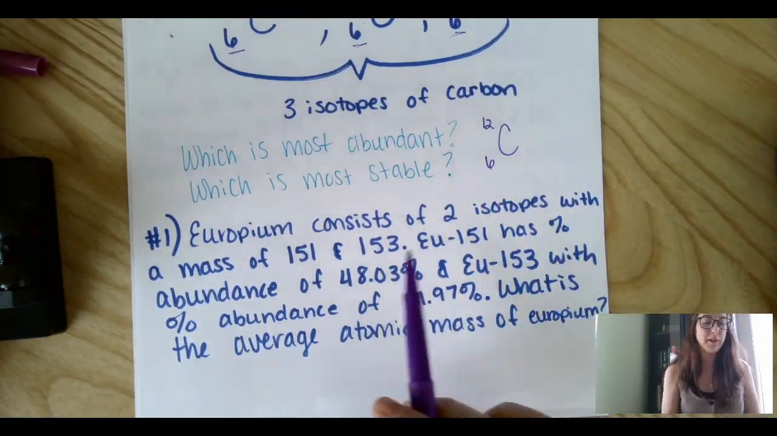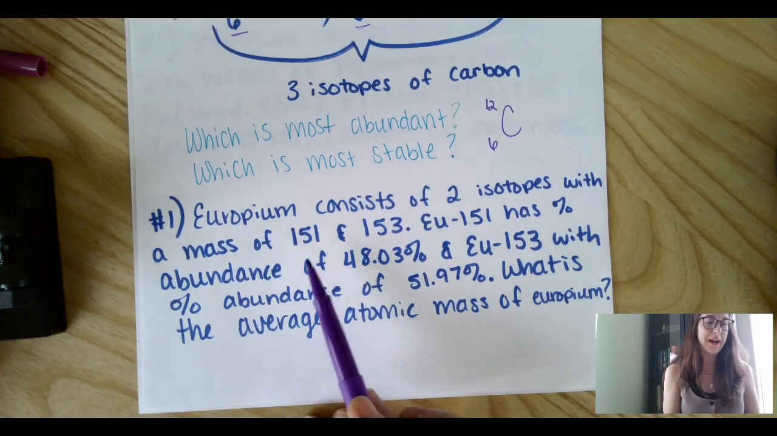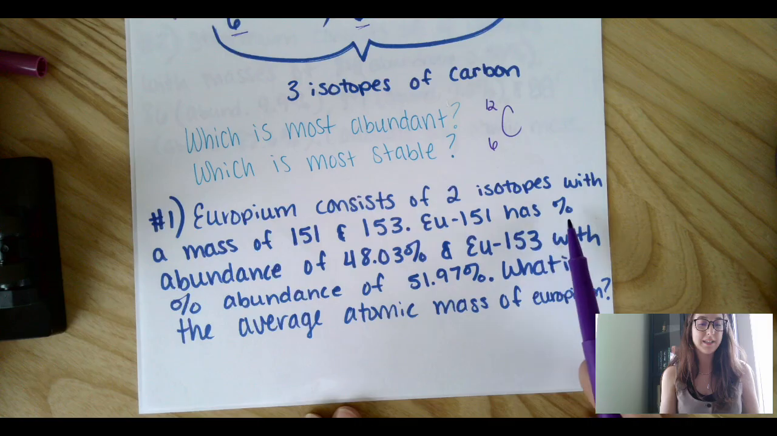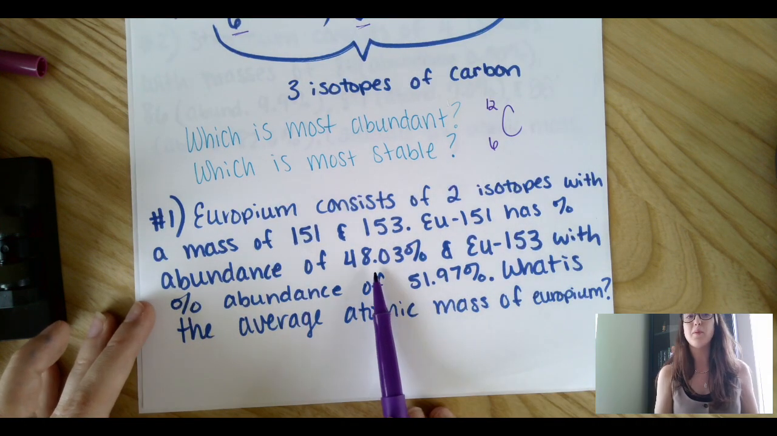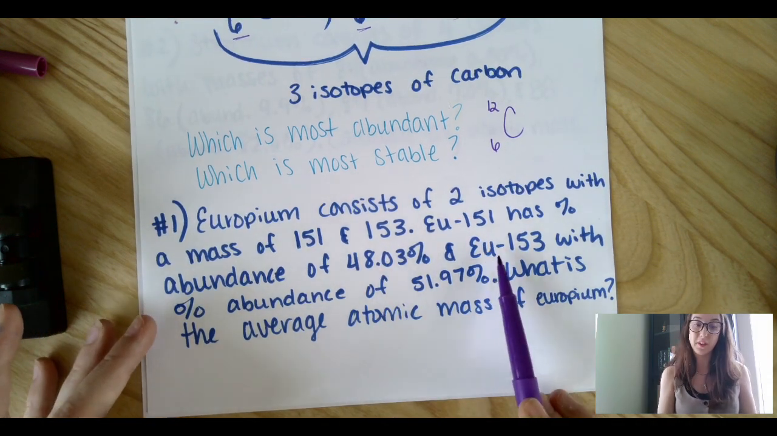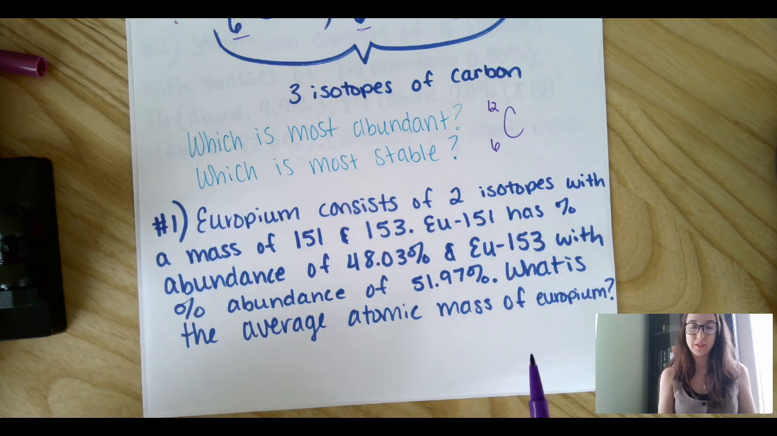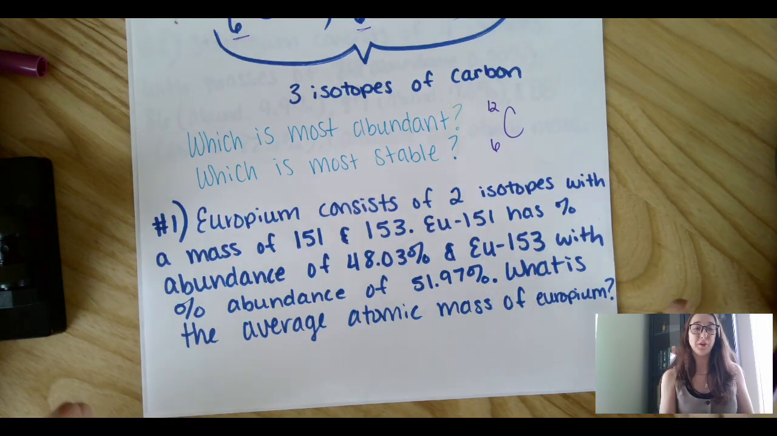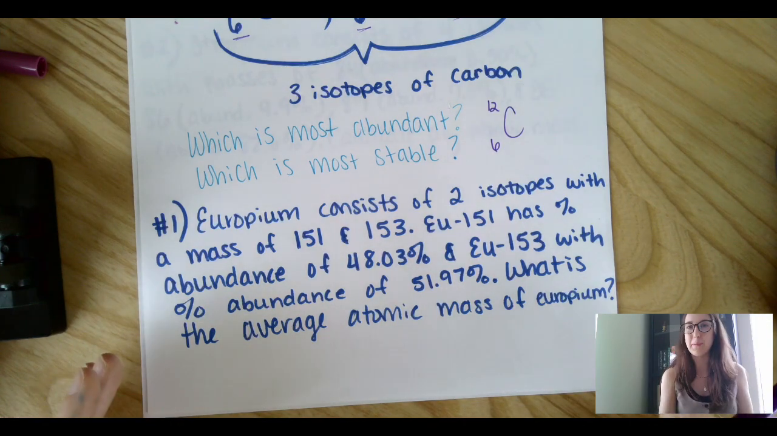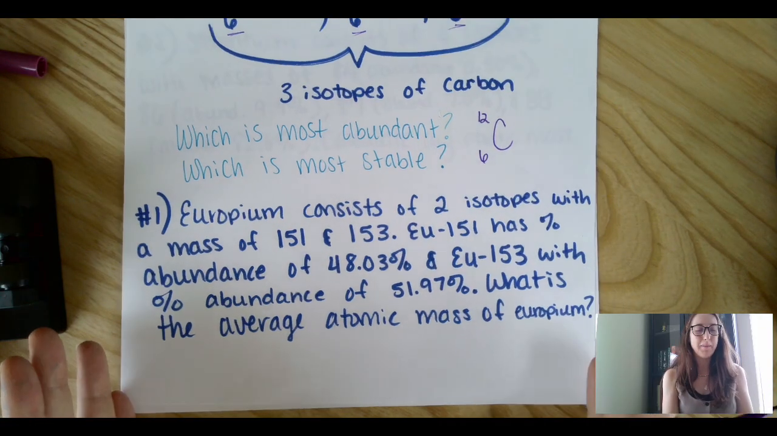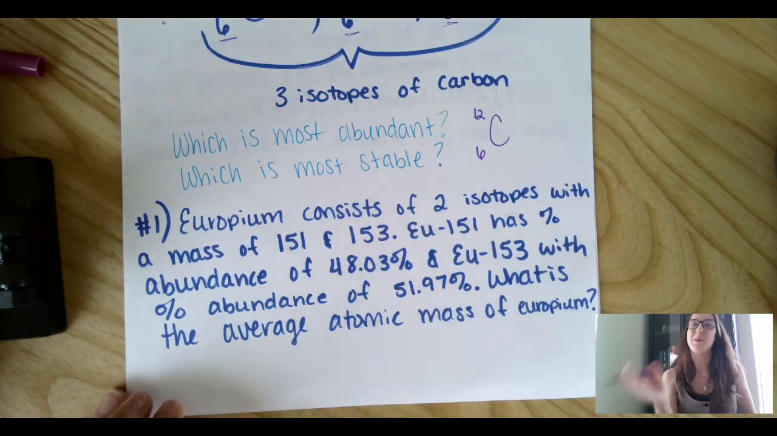Number 1, europium consists of two isotopes with a mass of 151 and 153. Europium 151 has a percent abundance of 48.03%, whereas 153 europium has a percent abundance of 51.97%. Therefore, what's the average atomic mass of europium? You could go and just get the mass from the periodic table, but your teacher is not going to accept that answer because you're not showing any work whatsoever to get to that point. But it is a good way to check your work at the end, and I'll come back to that once we finish our calculations.